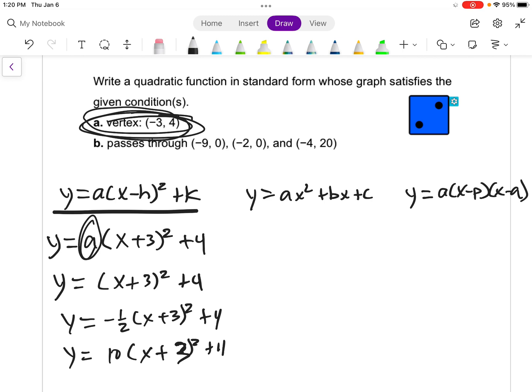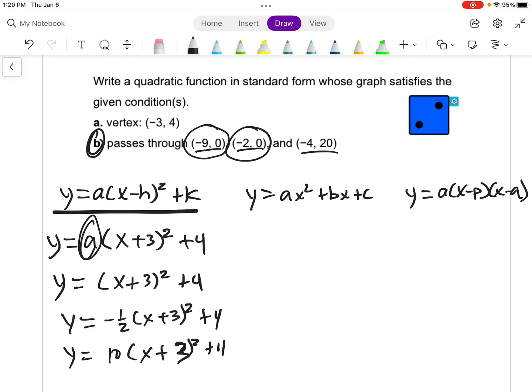Okay, let's compare it to B. So if you read B, B does not give us the vertex. Okay, it gives me these points. It gives me the points -9, 0, -2, 0, and -4, 20. Well, -9, 0 is an x-intercept. And -2, 0 is also an x-intercept. And I know that because the y-coordinate is equal to 0, right? If you put those two points on a graph, they are on the x-axis.